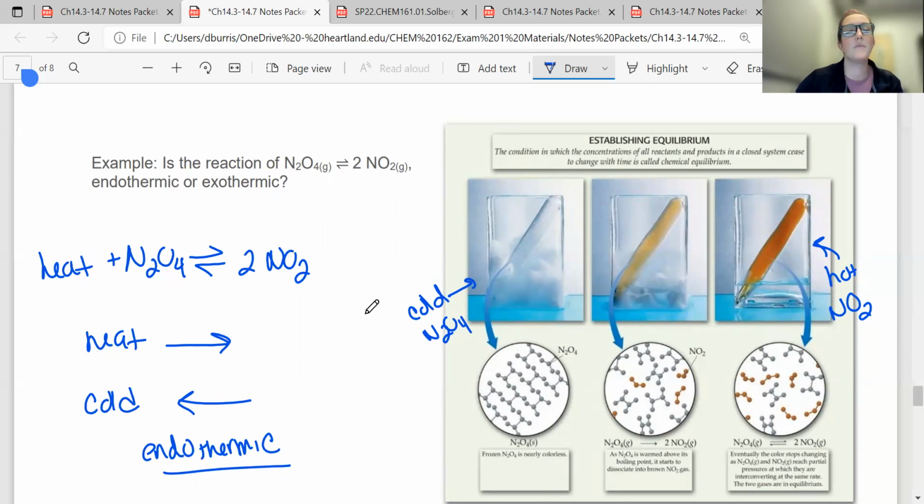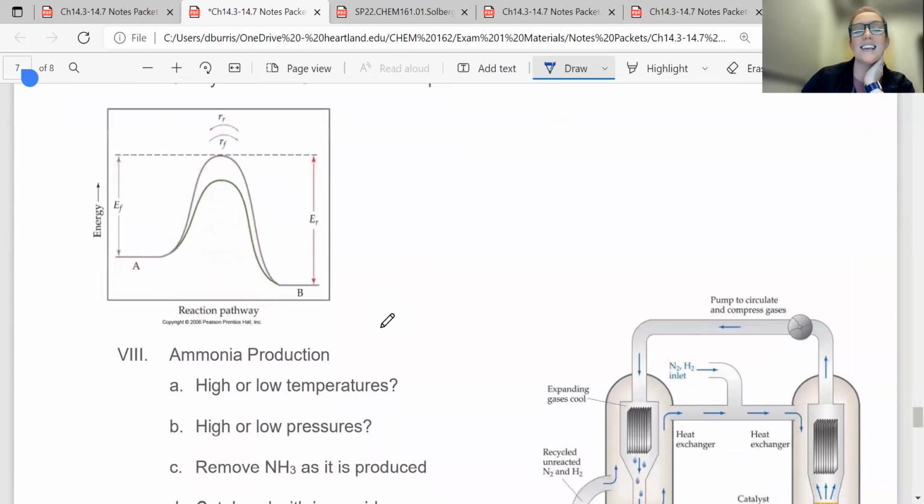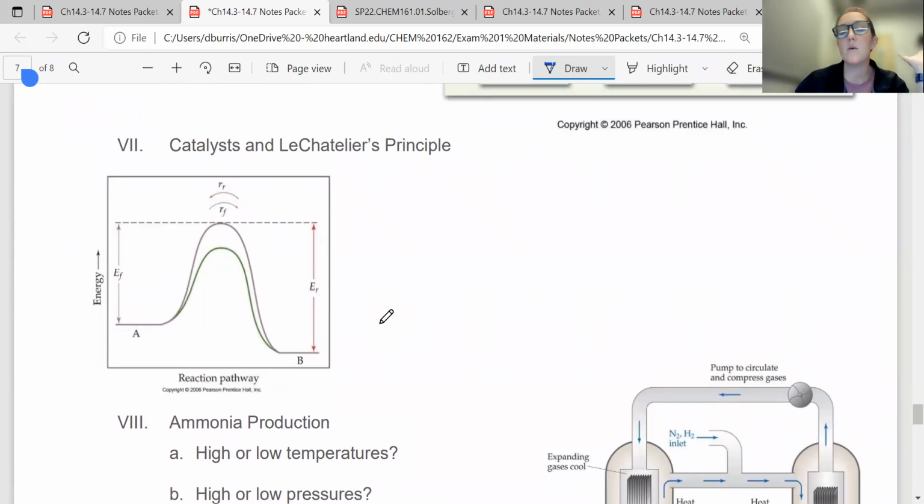Okay, so the last thing I want to talk about is application of this, and catalysts. You might be thinking, what happens when I add a catalyst? Is it going to shift right or is it going to shift left? Actually, a catalyst isn't going to shift the reaction. A catalyst decreases the activation energy.